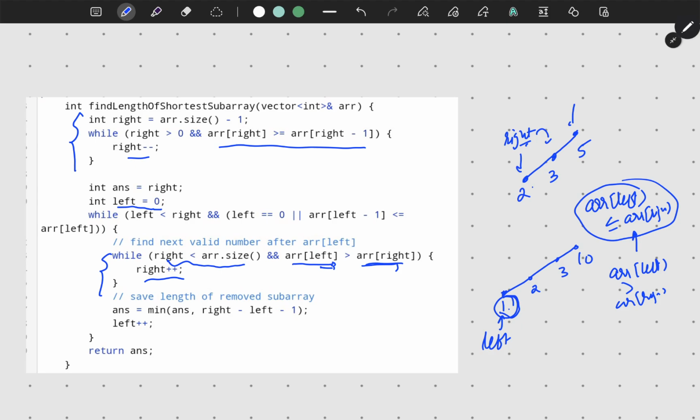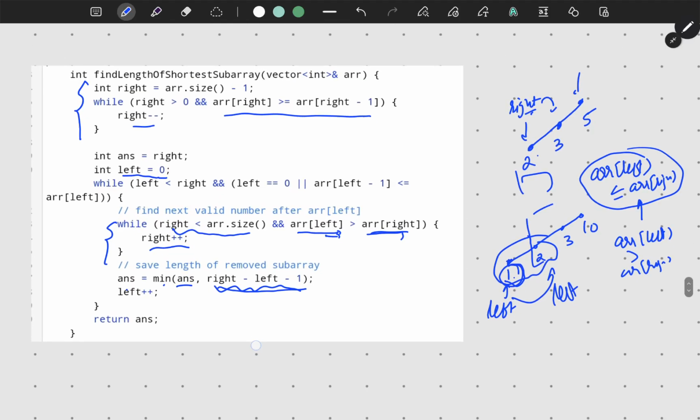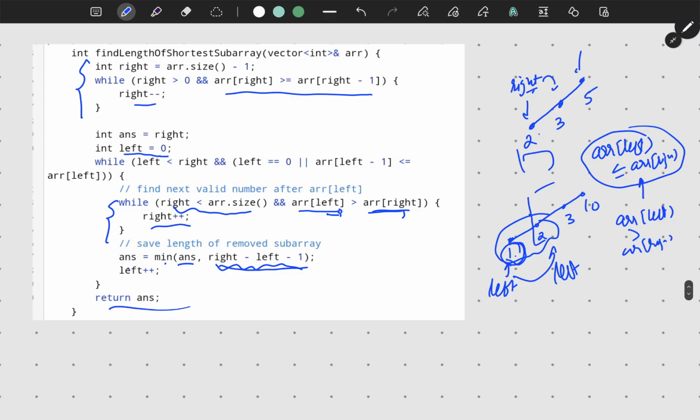Now we have the left pointer and the right pointer, so everything in between would get removed, and that is right minus left minus 1, and we're updating answer to the minimum of answer and the length of the removed subarray. And now we're updating our left pointer to here. In the next iteration, we check whether we can include this element or not, and finally we would return our answer.